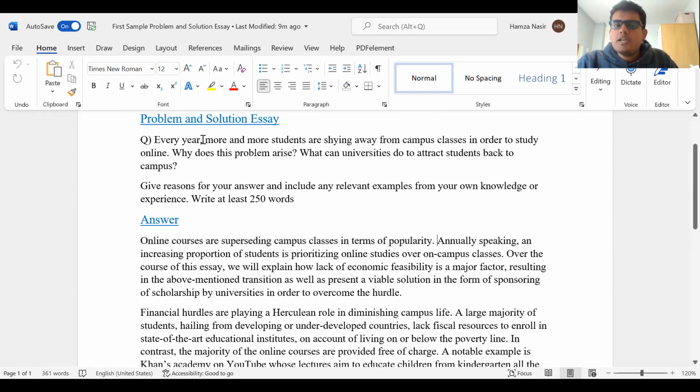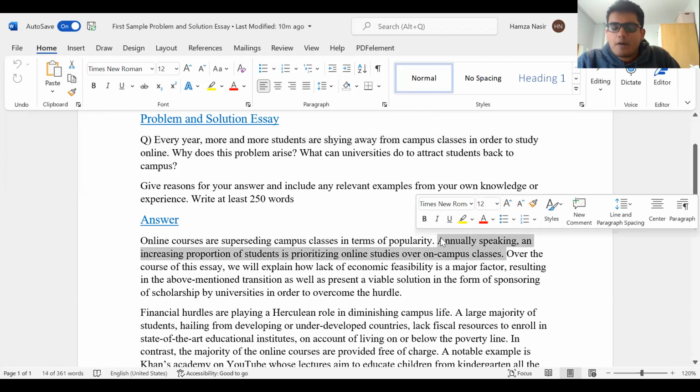Now, next up, what do we have to do? We are given a background question statement that, finding suitable synonyms, we have to rewrite in our own words, right? Using as many synonyms as possible, whereas making sure that we do not transform the original meaning of the text. So instead of every year, आप कह सकते हैं, annually speaking, instead of saying more and more students, you can say an increasing proportion of students or pupils are shying away from campus classes in order to study online. In other words, they are prioritizing online studies over on-campus classes. So this is us having paraphrased our background question statement. That is, annually speaking, an increasing proportion of students is prioritizing online studies over on-campus classes.